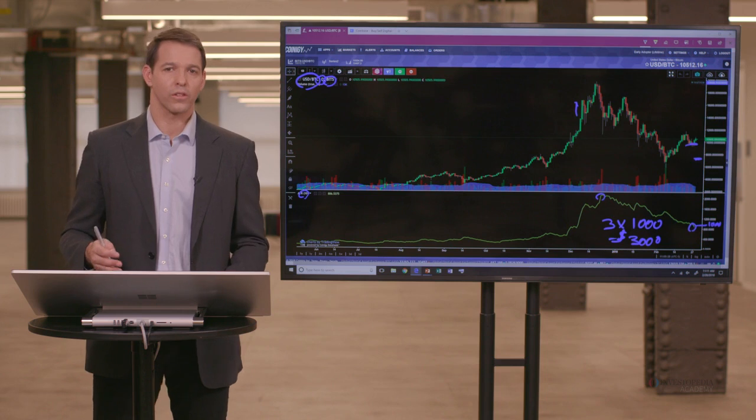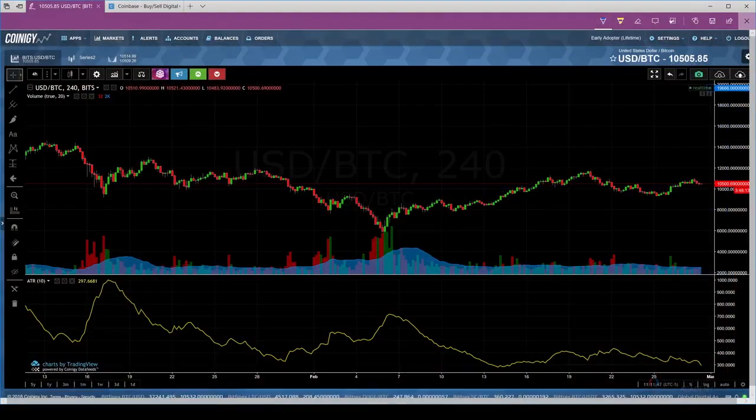And let me show you what it looks like on a 4-hour chart. Now you're looking at a chart of Bitcoin versus the dollar, 240 minutes for each candle, which is 4 hours. And this is on the Bitstamp exchange. And the first thing you'll notice is that in the 4-hour time frame, the average true range is much less. It's not $1,000 anymore, it's 300.